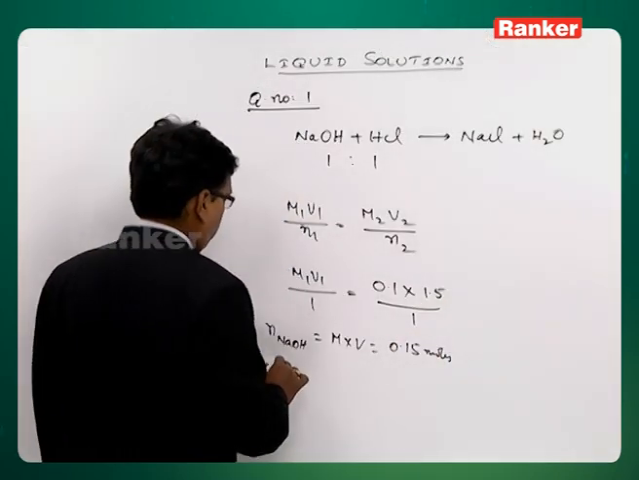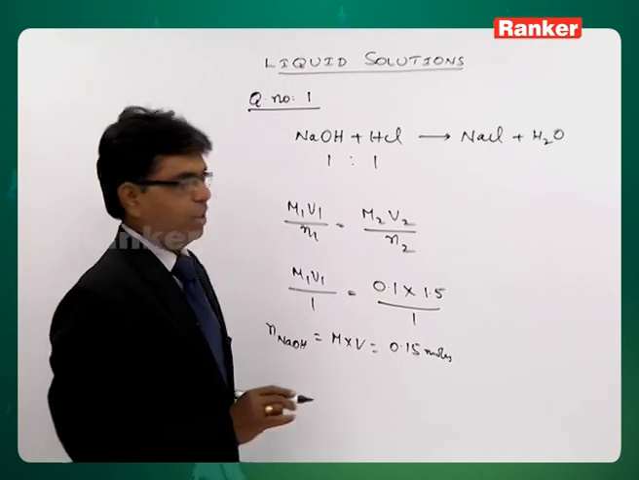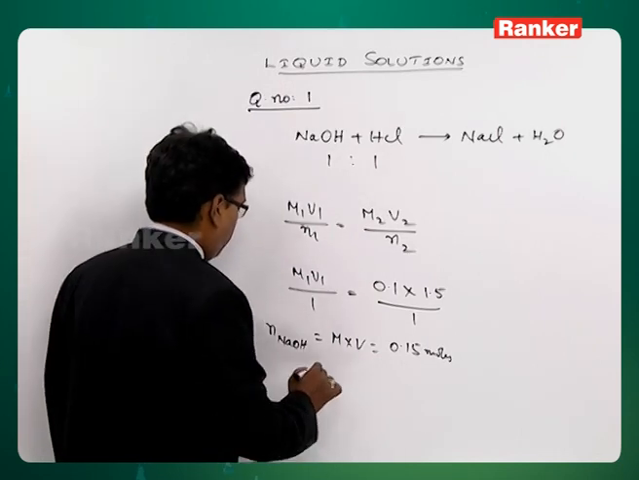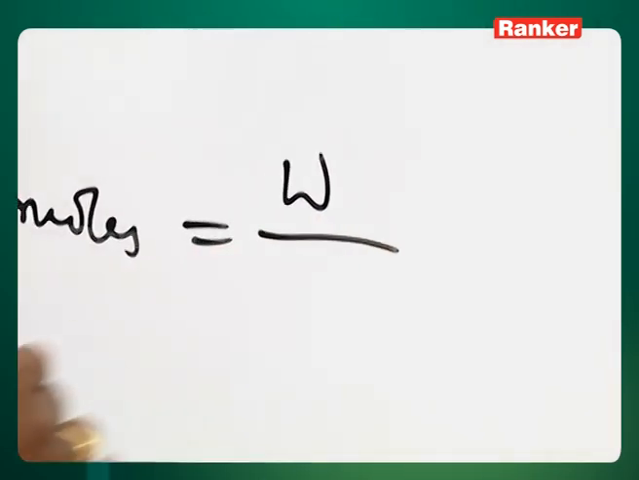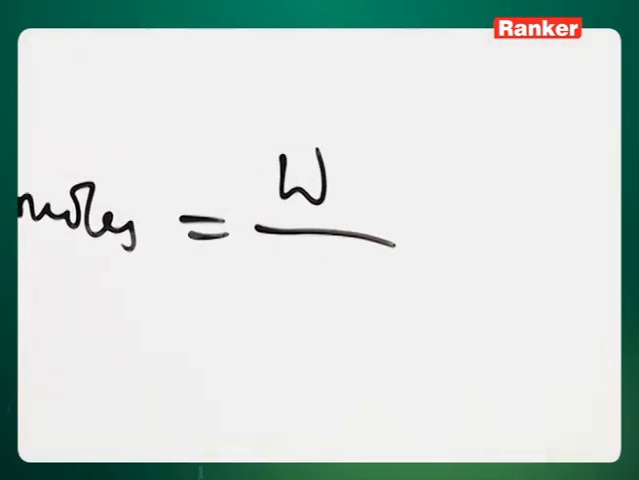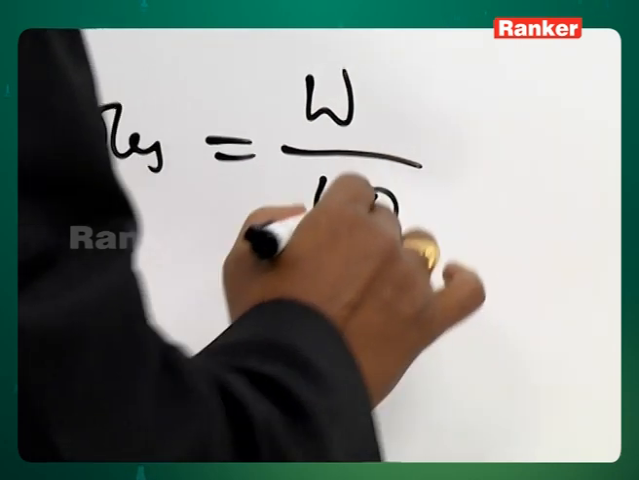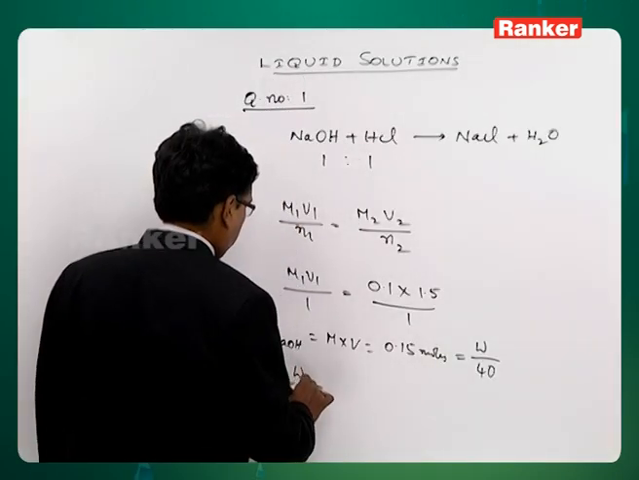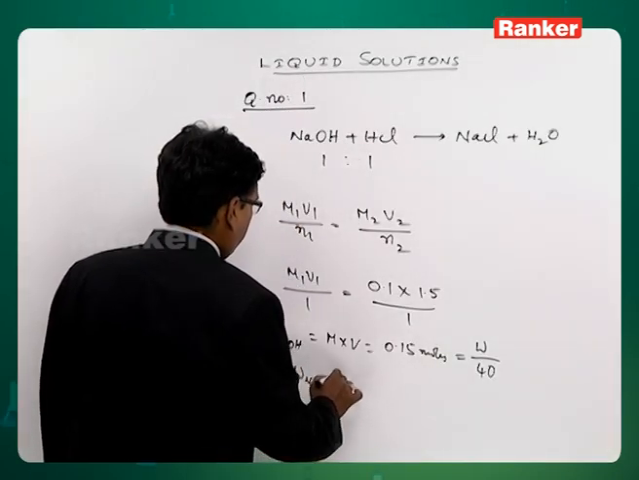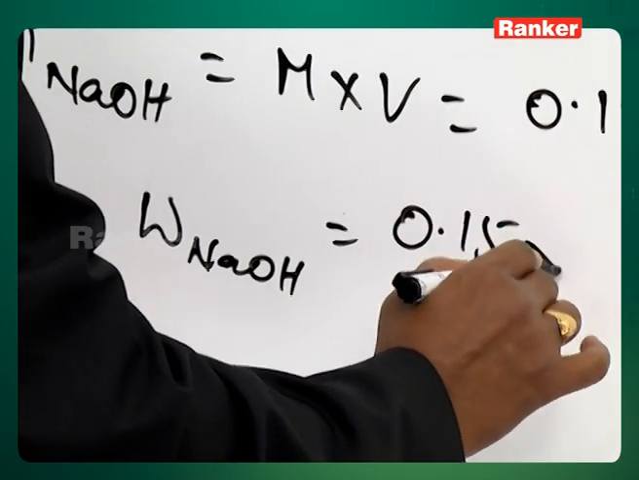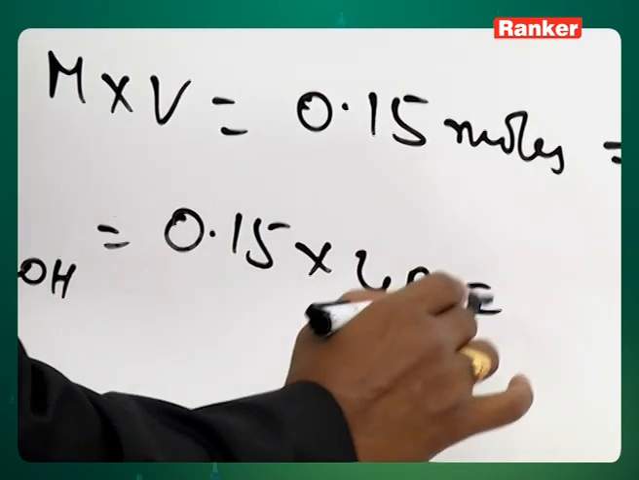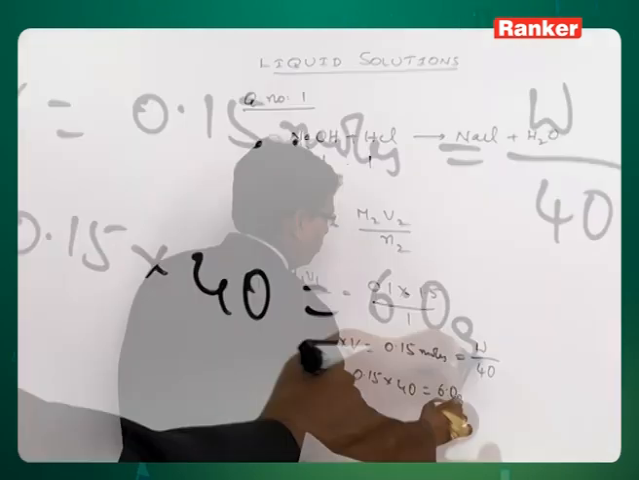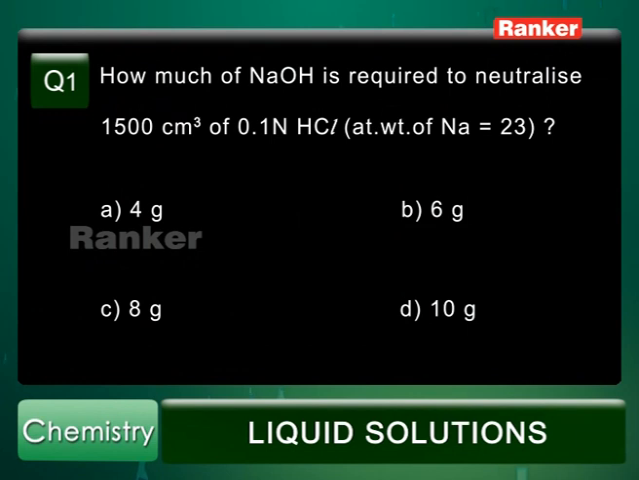The weight of sodium hydroxide is what we are supposed to find. Number of moles is equal to weight by gram molecular weight. The gram molecular weight of sodium hydroxide is 40. So, the weight of sodium hydroxide is the number of moles, 0.15, into the molecular weight of sodium hydroxide, 40. So, it is 6 grams. So, the answer is option B.